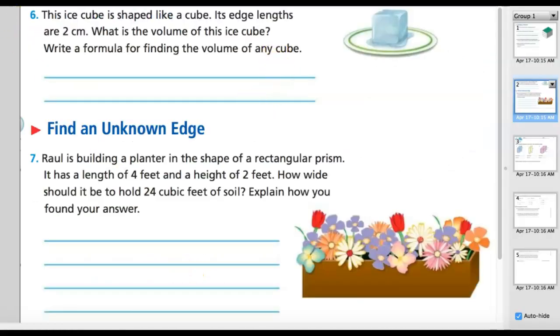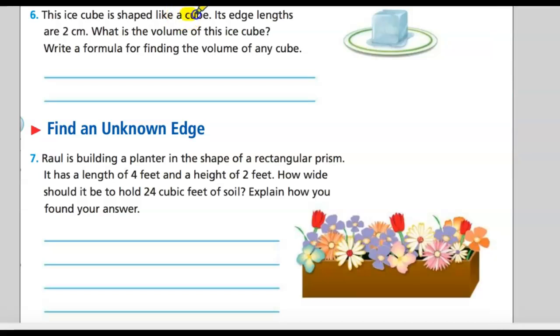So let's go ahead and put that into practice. If this ice cube is shaped like a cube, its edge lengths are 2 centimeters. What is the volume of this cube? So don't freak out because they only give you one measurement. That's all you need because they gave you a big, huge hint. Do you see the hint? They told you it's a cube. So this is a cube. Its edge lengths, plural, are 2 centimeters. That's all you need. So what is the volume of the ice cube?